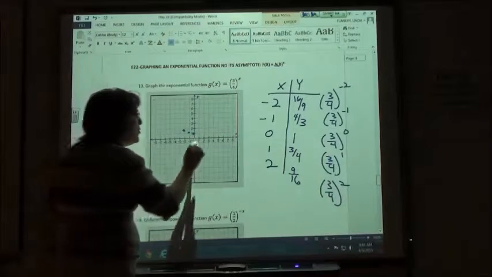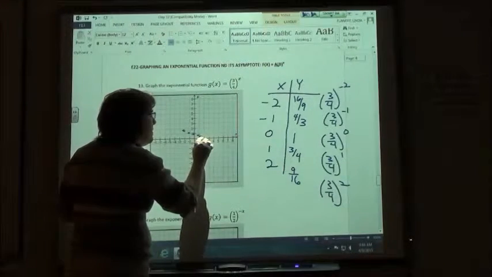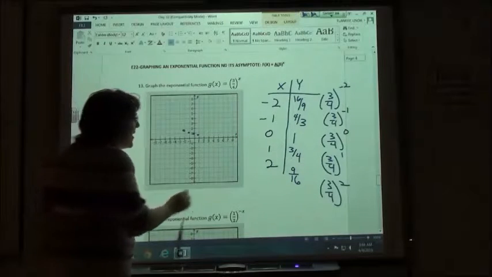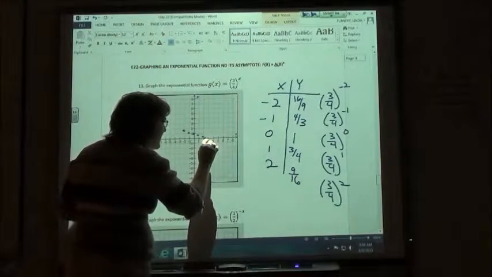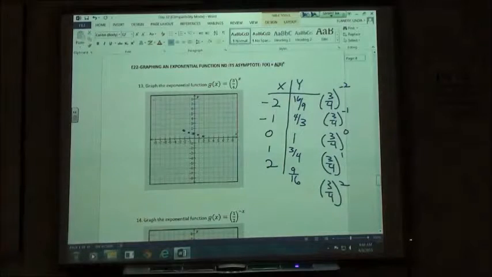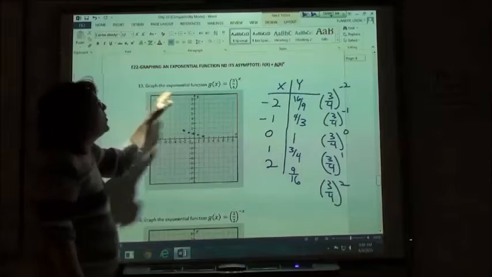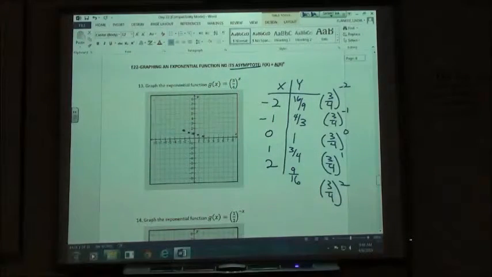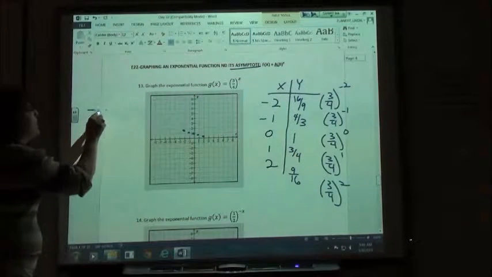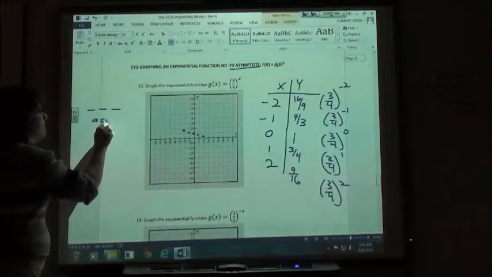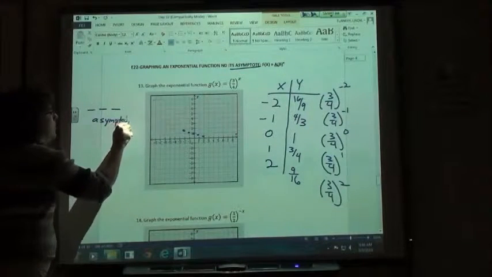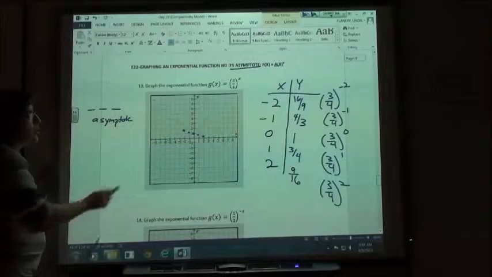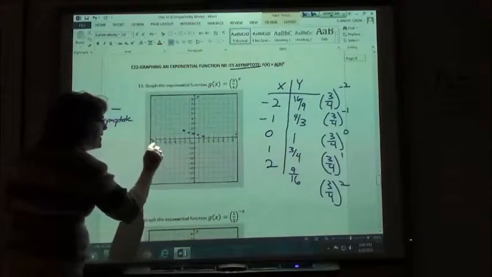1 is at 3/4, which would be a little bit below the 1. And 2 is at 9/16, which is just a little bit lower than that. Now I could get all my dots in there. Now, it also tells you you have to put the asymptote on there. An asymptote is an imaginary line that the graph is going to approach but not cross. So you'll have a symbol that looks like this. It's your asymptote. The asymptote is going to be right here on the x-axis.